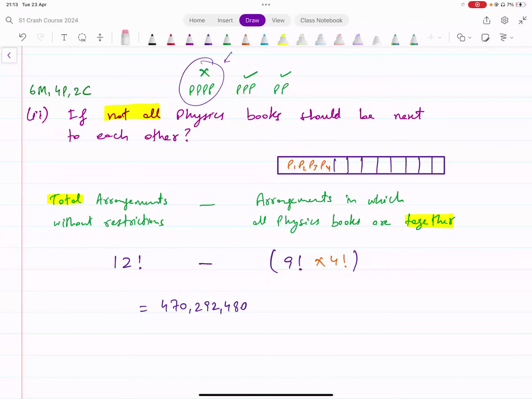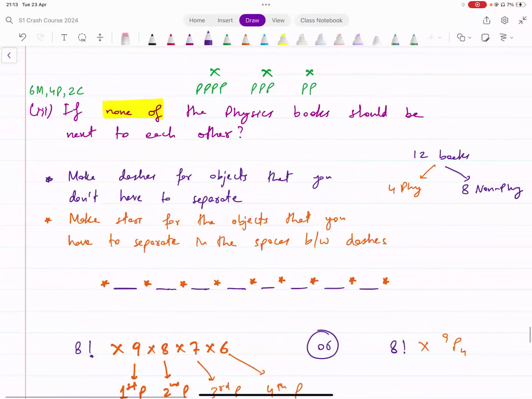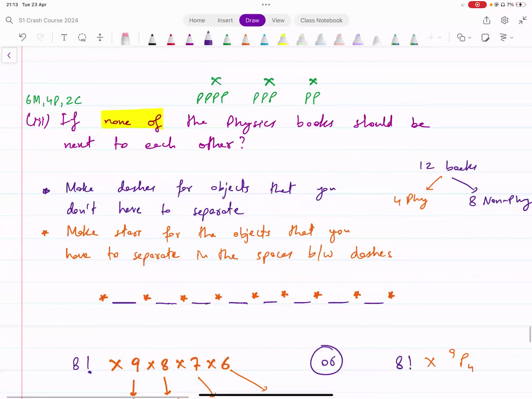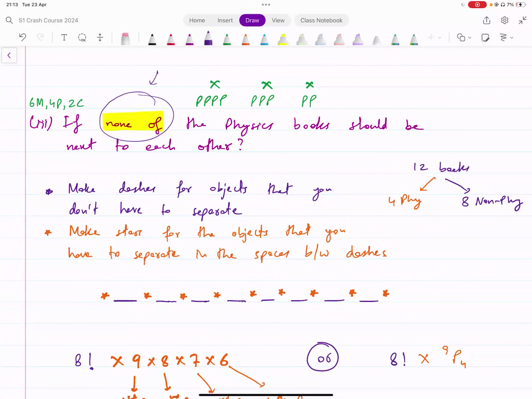As opposed to when they say something like this, that with those 4 physics books, what you want is none of those 4 physics books should be together. That means even 2 cannot be together. So you don't want this case, you don't want this case, you don't want this case. None of these cases should be possible in the arrangement that you give.